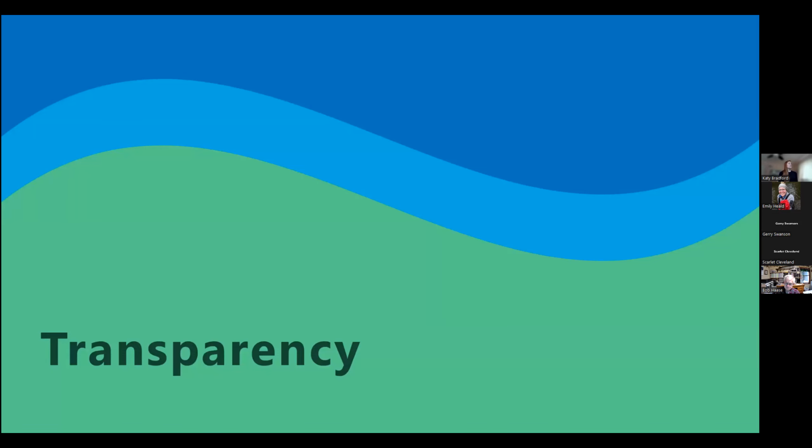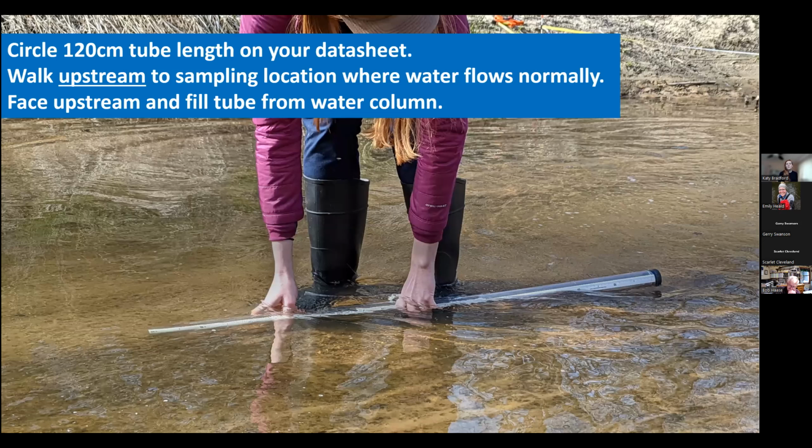So for transparency, remember to circle that you're using a 120 centimeter tube on your data sheet, which most of us should be. Those are the tubes that we ship out and give to new volunteers. So once again, you're going to walk upstream to your sampling location where your flag is, where the water is flowing normally. And you're going to fill the tube from kind of the middle of the water column, making sure you're not taking up sediment and avoiding getting that into the tube.